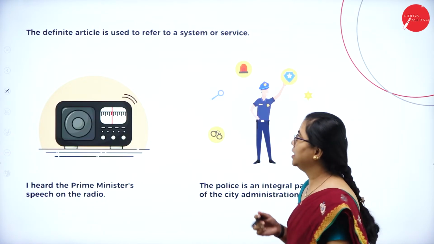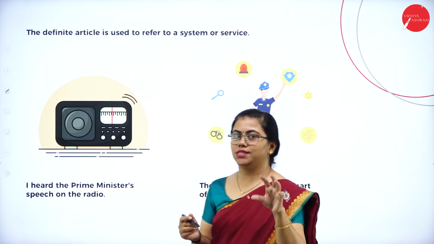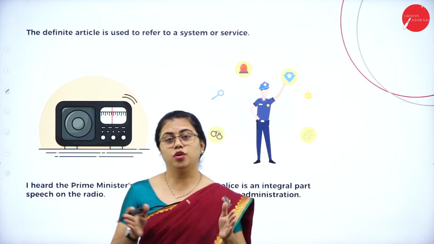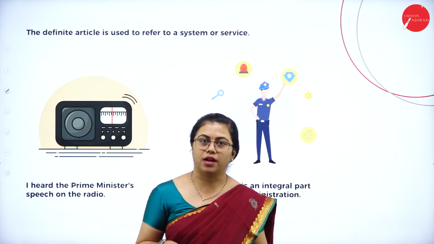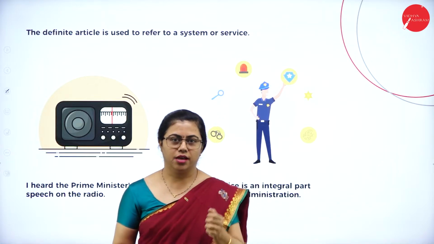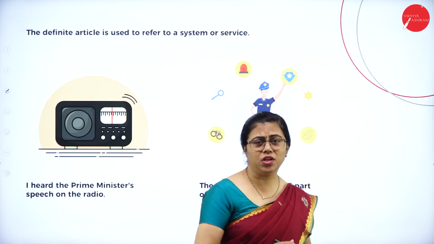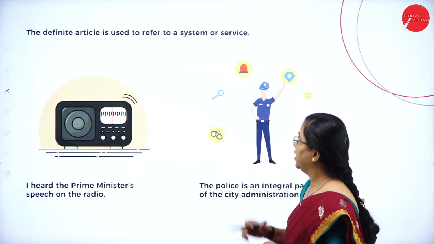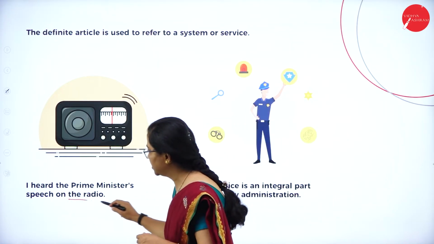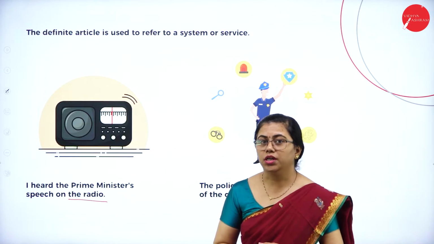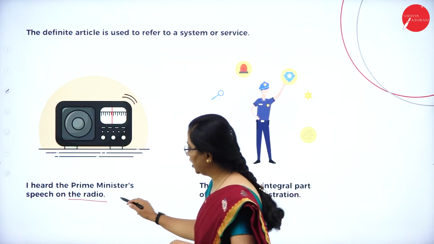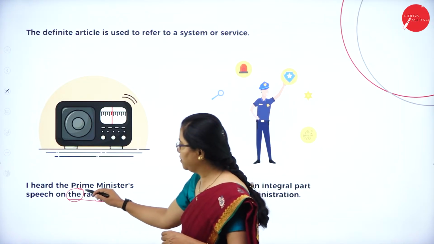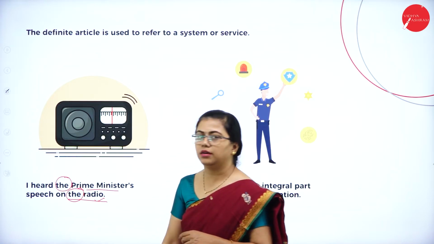A definite article is also used to talk about a system or a service. System means you're not talking about the computer system. You're talking about some system that is running, an administrative system that is running. So here you can see, I heard the Prime Minister's speech on the radio. So we are talking about the radio service. So when we are referring to some service, I am using the definite article the. Here again Prime Minister is unique, so I have used the.